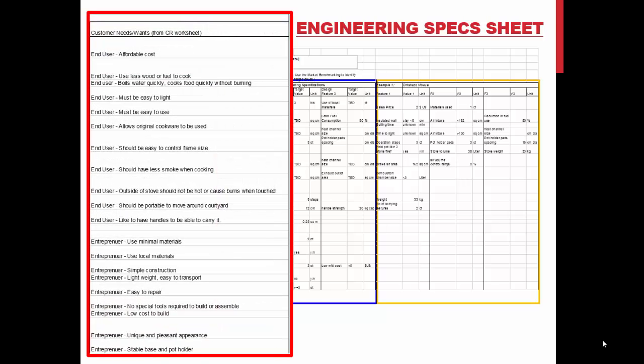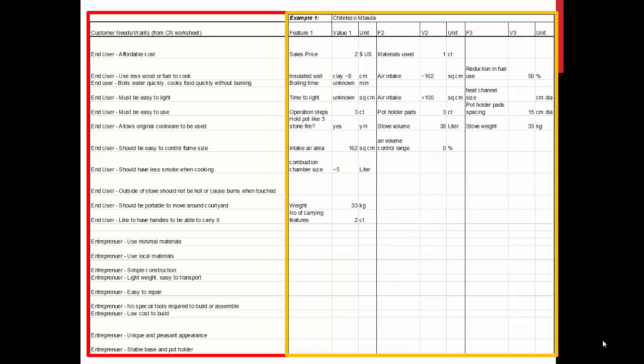So if we take a closer look at the information here, we can see the customer requirements that were copied over, and we can see the information that was pulled in for the competitive stove, looking at such things as sales price, materials used, geometry attributes like how thick were the walls, what's the size of the air intake, what was the reduction in fuel used if that information is available, and so on and so forth.